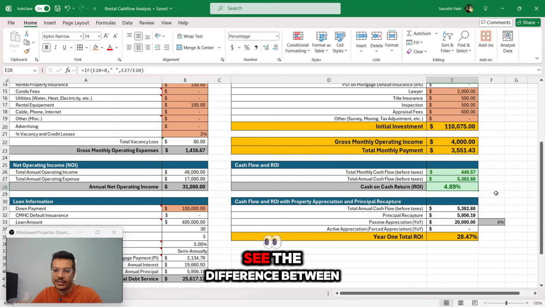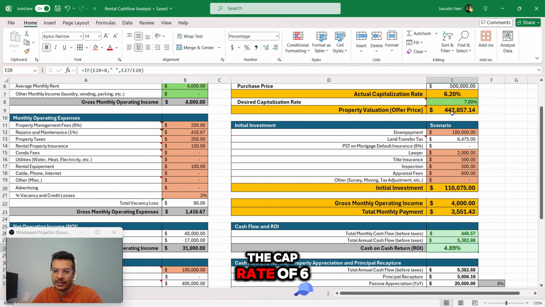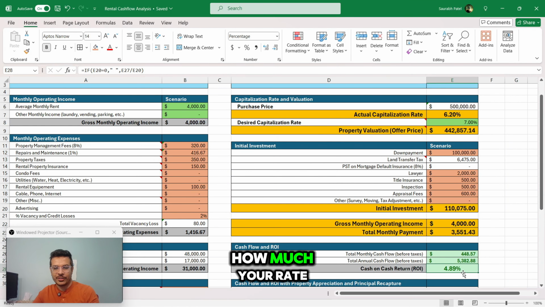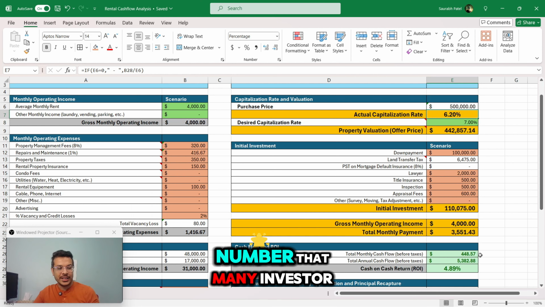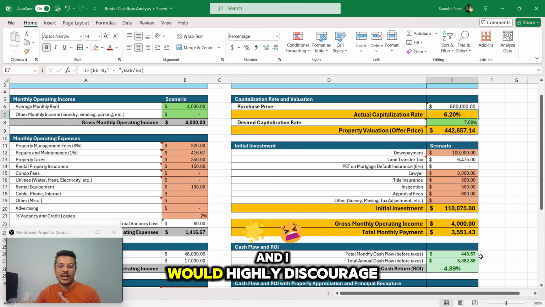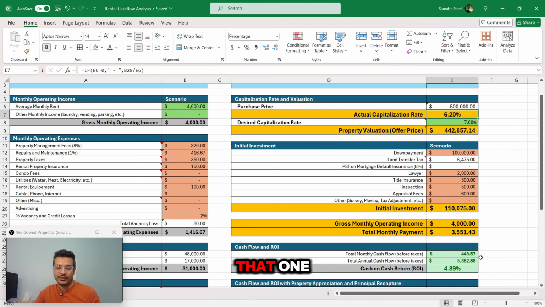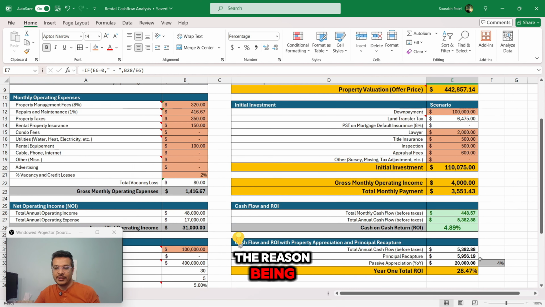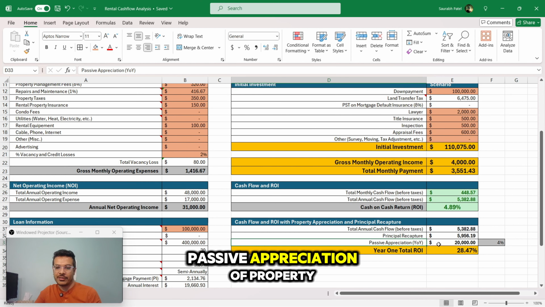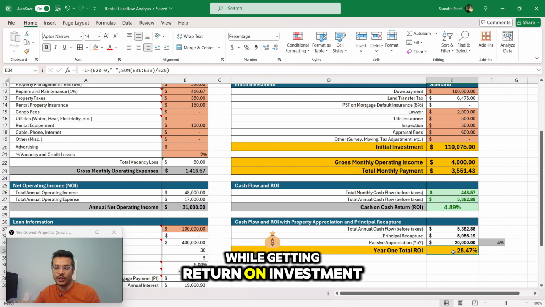And you can clearly see the difference between the cap rate of 6.20 and how much the return on investment is going to be. Up until now, we discussed how much your rate of return is going to be on investment, and also how much your cap rate is going to be. But there is one other number that many investors focus on, and I would highly discourage that one. People who are looking at that number are not actually doing themselves a service, and the reason is that they consider the passive appreciation of the property while calculating return on investment.